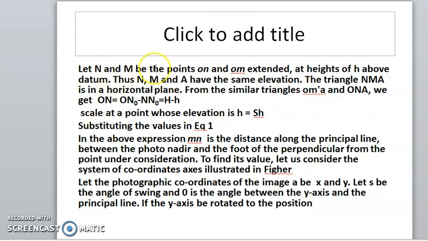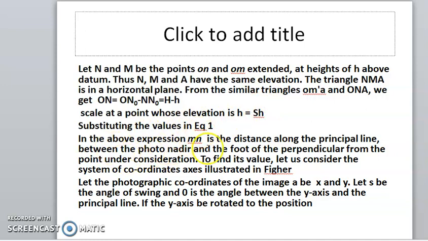Now let N and M be the points on OM extended at the height h above the datum. Thus NM and A have the same elevation. The triangle NMA lies in the horizontal plane. From the similar triangles OMA and ONA, we get ON equal to capital H minus h. This is the formula: scale of the point h is equal to S_h. Substitute the value in the equation.